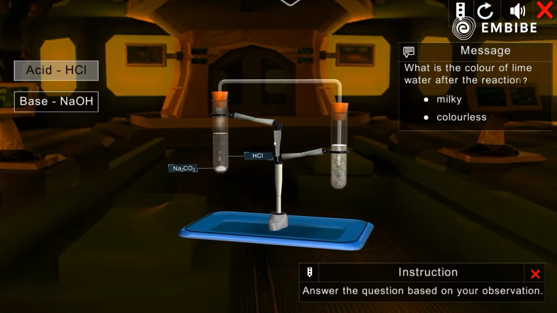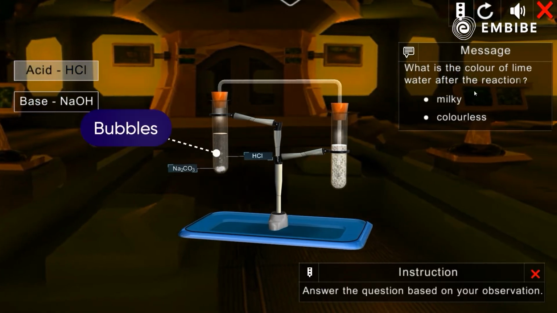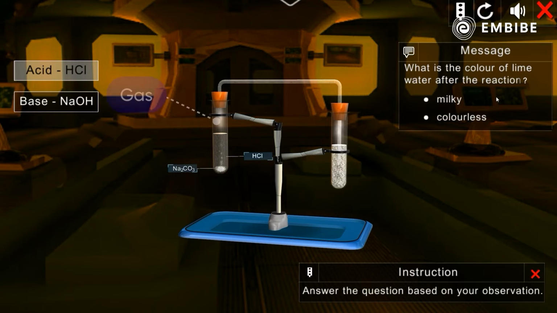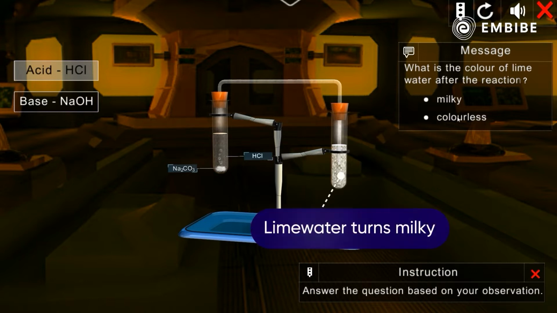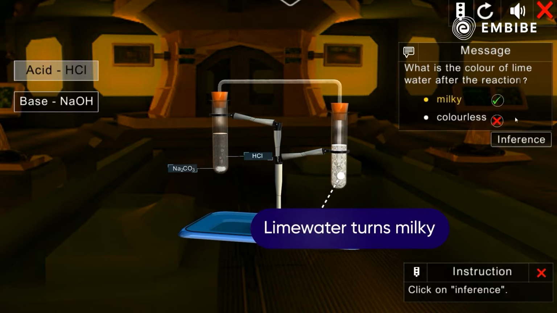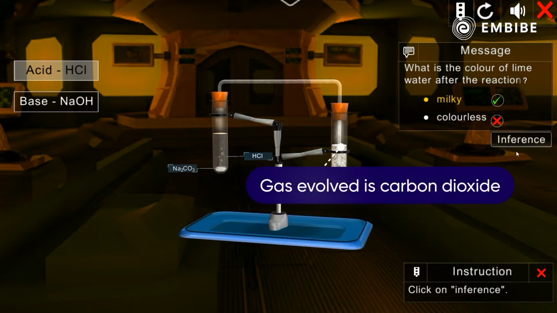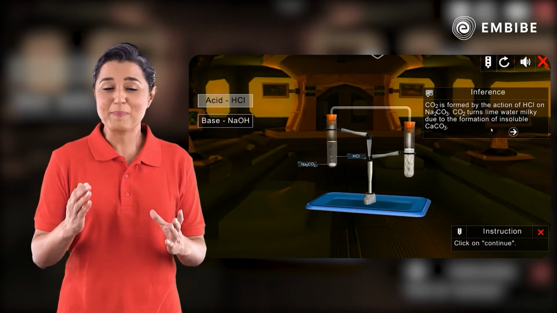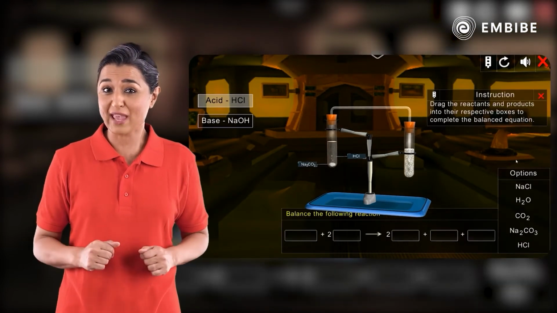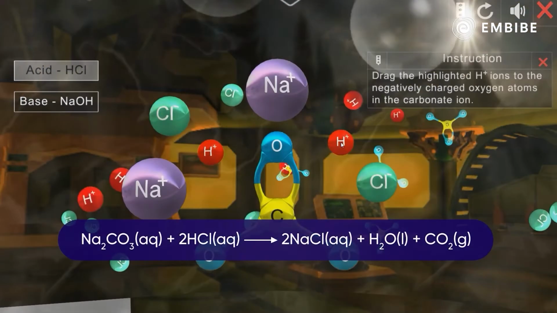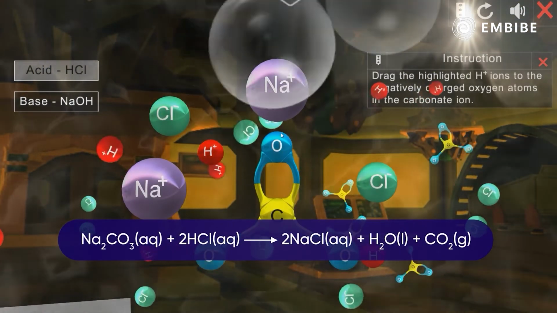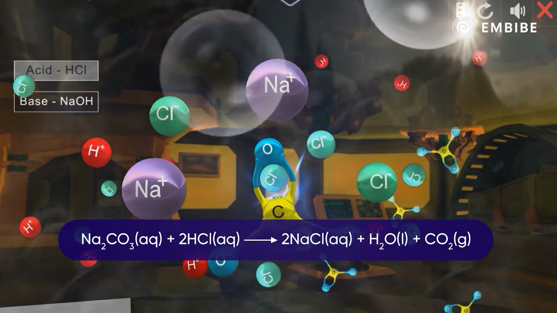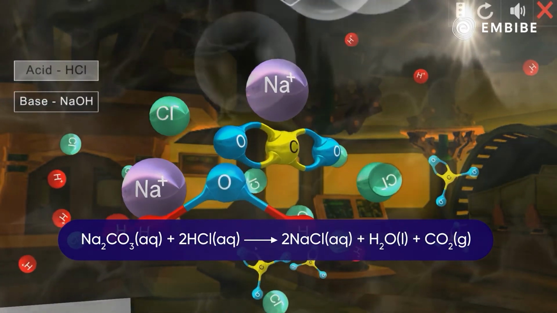After some time, you can observe bubbles in the first test tube, indicating the formation of gas. As this gas passes through the delivery tube into the test tube filled with lime water, the lime water turns milky. We can thus conclude that the gas formed is carbon dioxide. Let us build a balanced chemical equation for this reaction. Na2CO3 plus 2HCl gives 2NaCl plus H2O plus CO2.